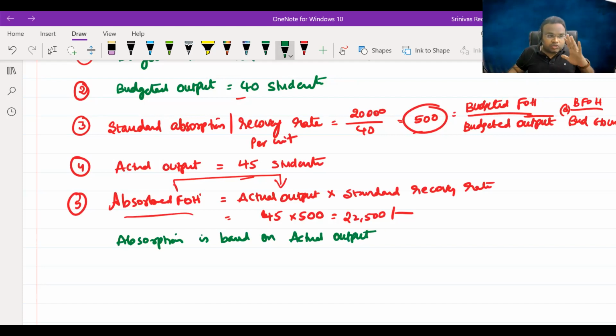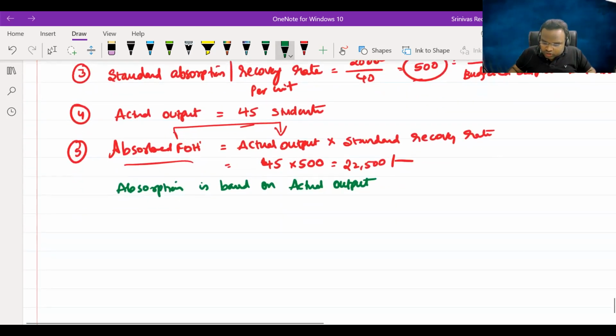Now I collected 22,500. Originally I thought that my rental cost would be 20,000, but I have recovered 22,500 from students. The owner came and told me that the government has suddenly increased municipal taxes, and you need to pay your municipal taxes. He said you pay me 21,000. This 21,000 is called actual fixed overhead.